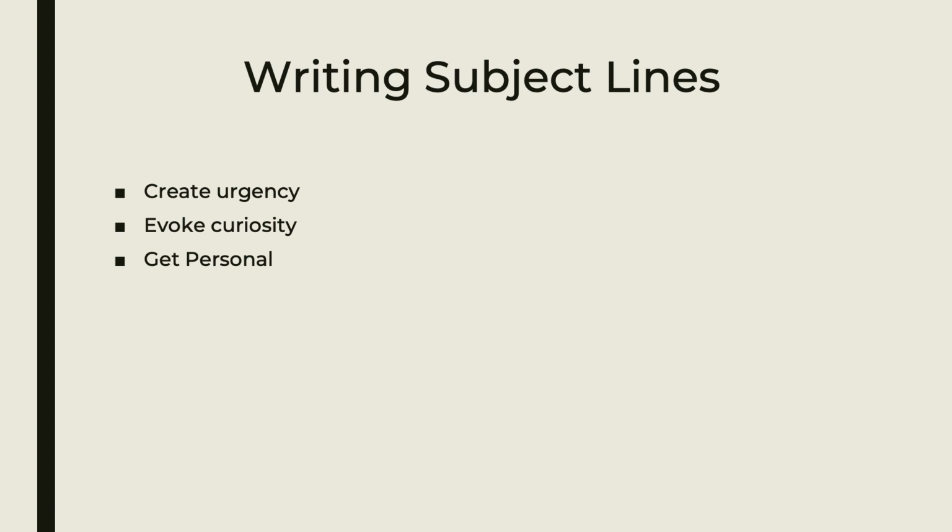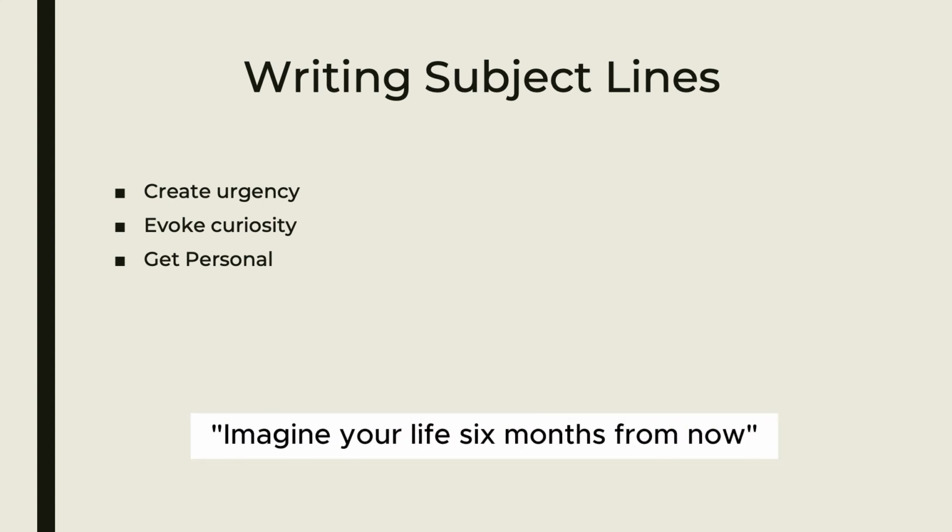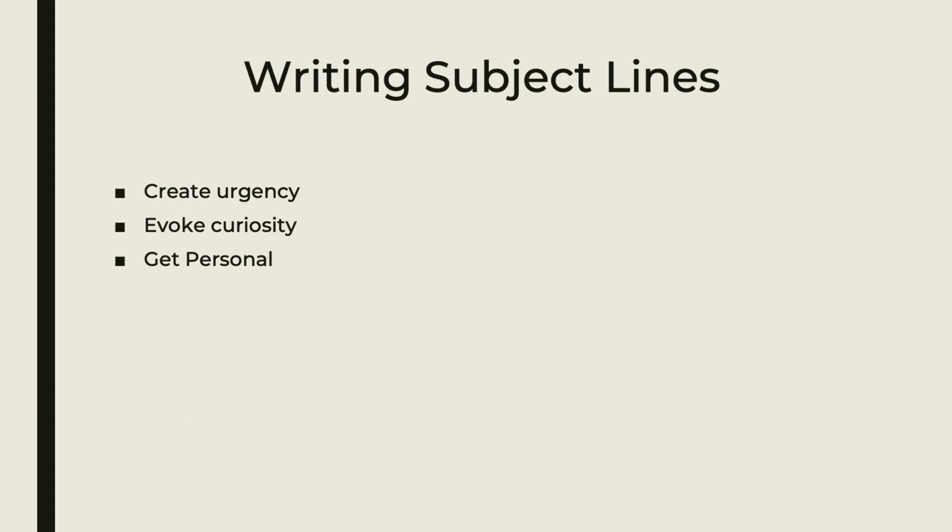Another way to create personalization in your subject line is to speak to your readers' hopes, fantasies, and dreams through future pacing. In other words, helping them visualize what could be possible in the near future in just a few words. So for example, "Imagine your life 6 months from now." That could be one subject line.